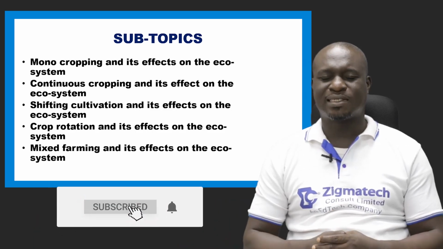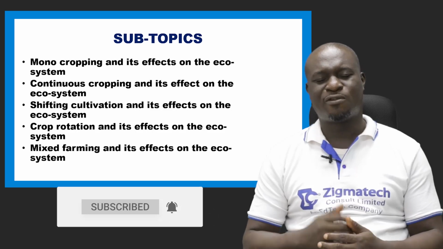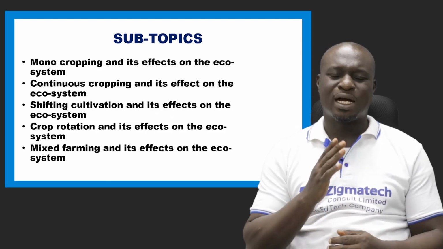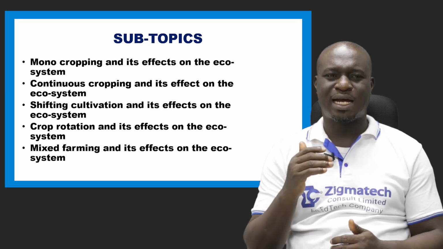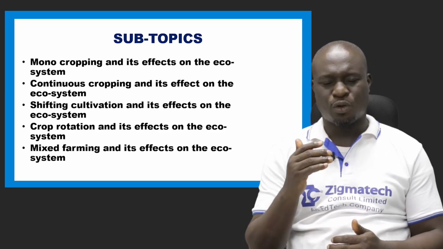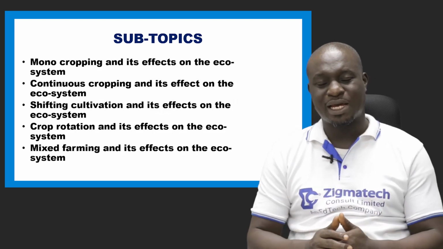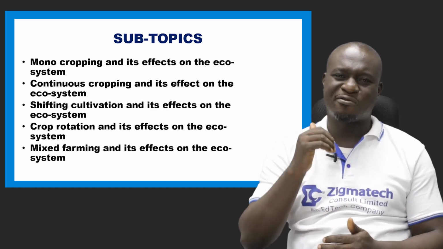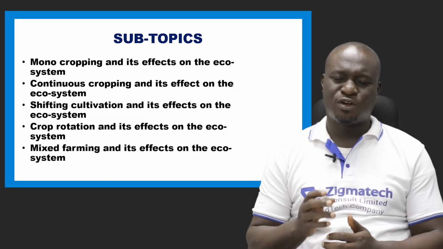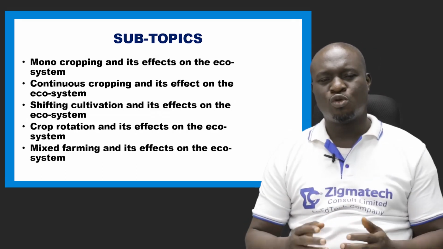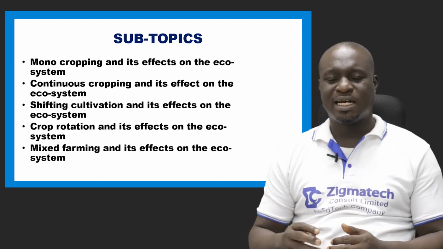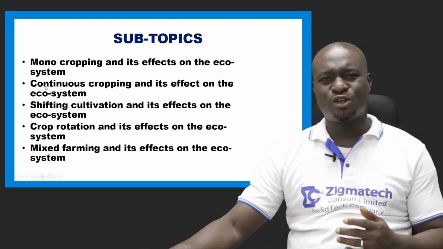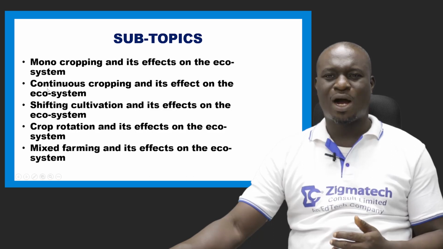Thirdly, we'll also be looking at another type of farming activity or practice, which is called shifting cultivation. We're going to look at the definition, and also we're going to be looking at their effects. And also we're going to be talking about crop rotation, which we have just mentioned earlier. We're going to look at the meaning of crop rotation, and then we're also going to look at how it affects the ecosystem. And then finally, like I also mentioned, mixed farming. We're also going to be looking at what mixed farming is all about, and then also how it affects the ecosystem at large.